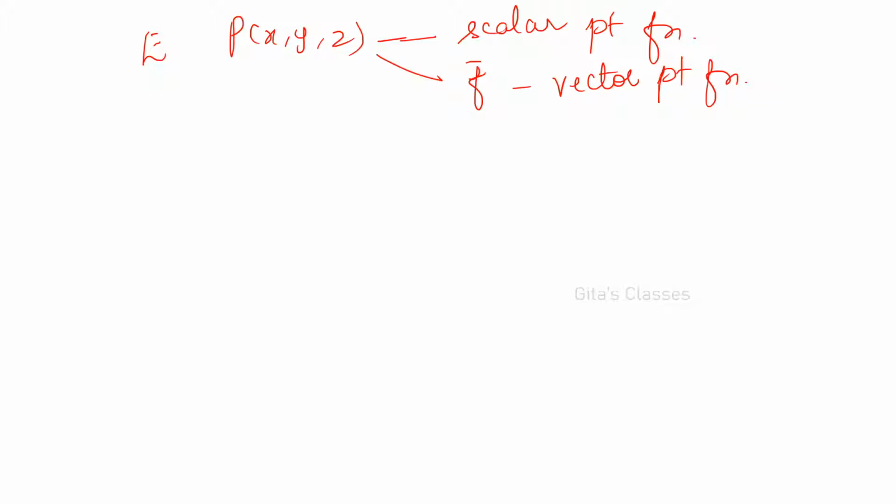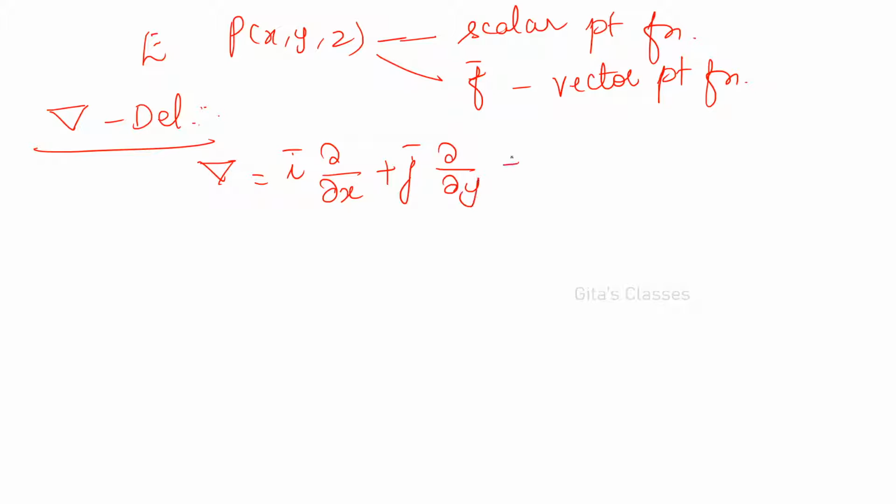Let us define the operator del. It is called del. This is the differential operator and it can be applied either to a scalar point function or vector point function. First, let us define del. Del is i into dou by dou x, this you have to remember, plus j into dou by dou y plus k into dou by dou z. Okay. So this is an operator. It doesn't have a meaning as it is. It has to be applied on a function. Okay. It may be a scalar point function or vector point function.